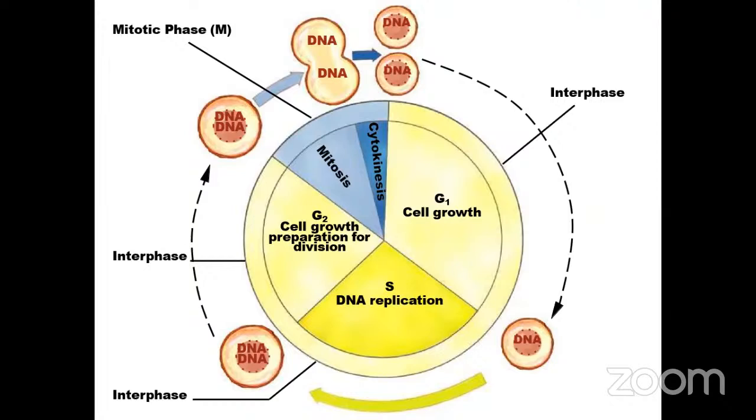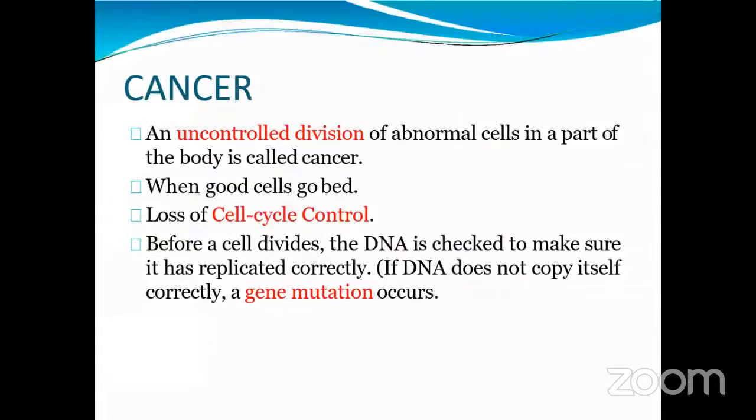Then in G2, again it is a cell growth phase, which is preparation for the division or mitosis. Here the cell has 2 copies of DNA. Now after mitosis, the copies of DNA get separated to the poles. Then in cytokinesis, they actually divide into 2 cells. One cell is becoming 2 cells. So this is the eukaryotic cell cycle.